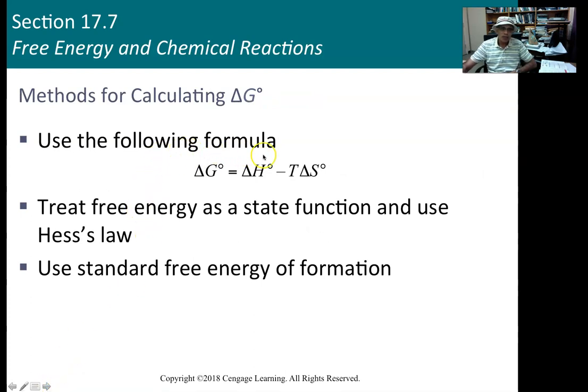Now the relationship, as we've already noted: the standard free energy change, delta G naught, is equal to the standard enthalpy change minus T times the standard entropy change. We treat this free energy as a state function and use Hess's law, as we have done in the discussion on enthalpy. The values of the standard free energy of formation are the ones that we can apply.